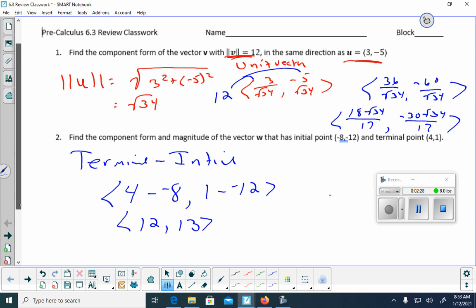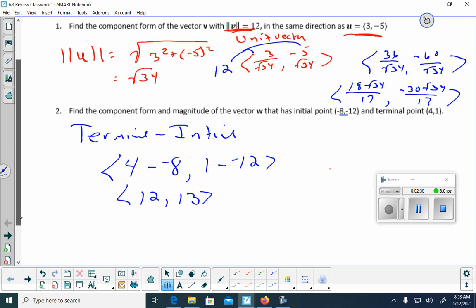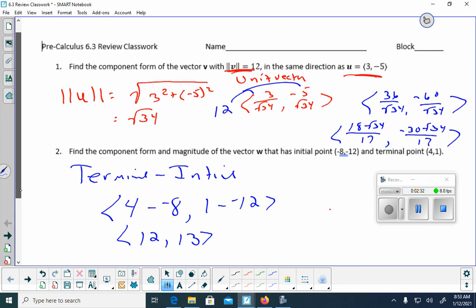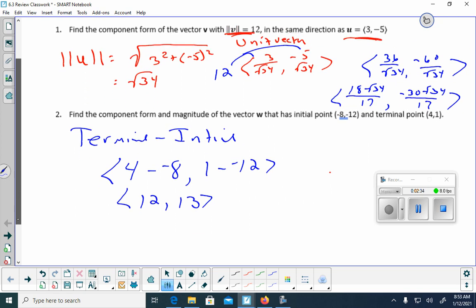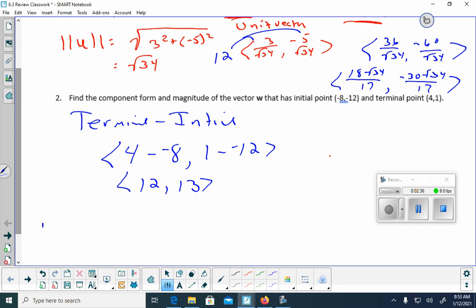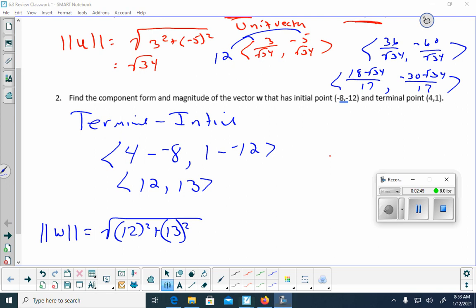Then to find the magnitude of that vector, oh, that's all I have to find, the component form and the magnitude of the vector. So now to find the magnitude of this vector, which we'll call W, because they told me to call it W, I'm going to take 12 squared plus 13 squared. And when I do that, I get W, the magnitude, to be equal to the square root of 313.